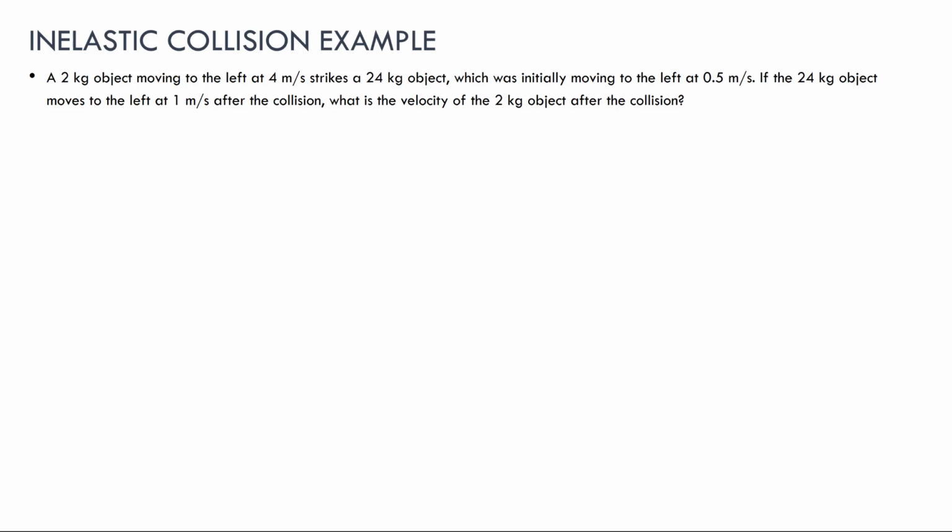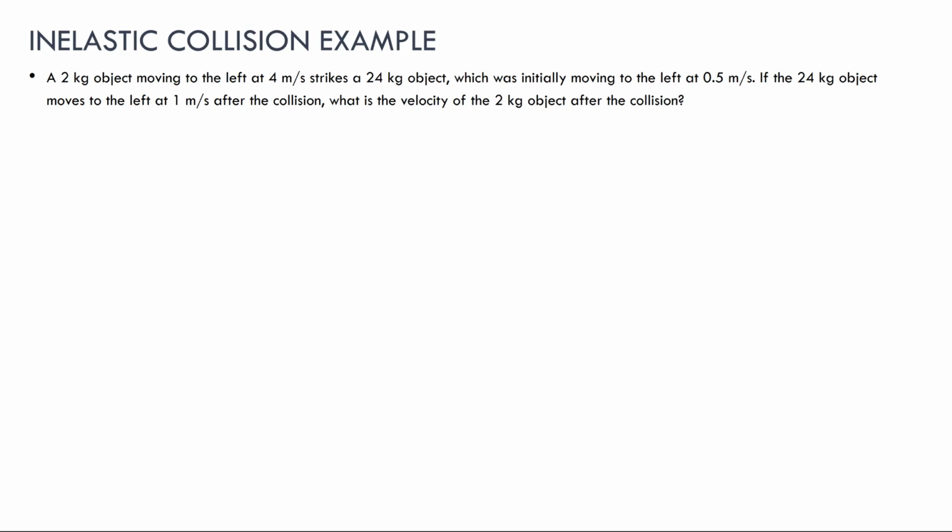For this inelastic collision example, I figured it would be good to take a look at a problem that had numerical values in it. We have a 2 kilogram object moving to the left at 4 meters per second, strikes a 24 kilogram object which was initially moving to the left at 0.5 meters per second. If the 24 kilogram object moves to the left at 1 meter per second after the collision, what is the velocity of the 2 kilogram object after the collision?